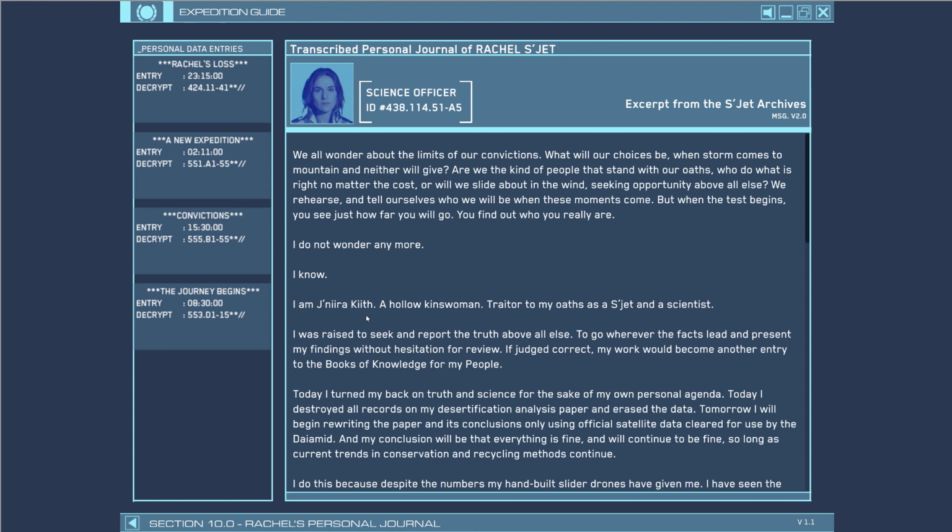Okay, so she's going to work as part of the government cover-up to the desertification that's going to destroy the planet.